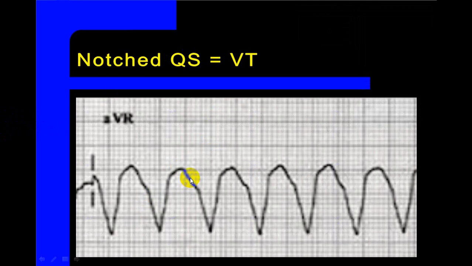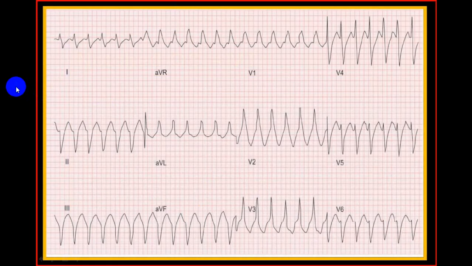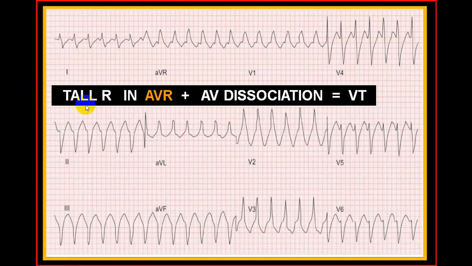But if you see this wide and see from here, this is what we call Brugada sign. We'll be discussing that. And there is a notch here. This is called Josephson sign. When you see that notch on QS, it is in favor of VT. I'll be skipping over this. So tall R wave in AVR with AV dissociation in favor of VT.